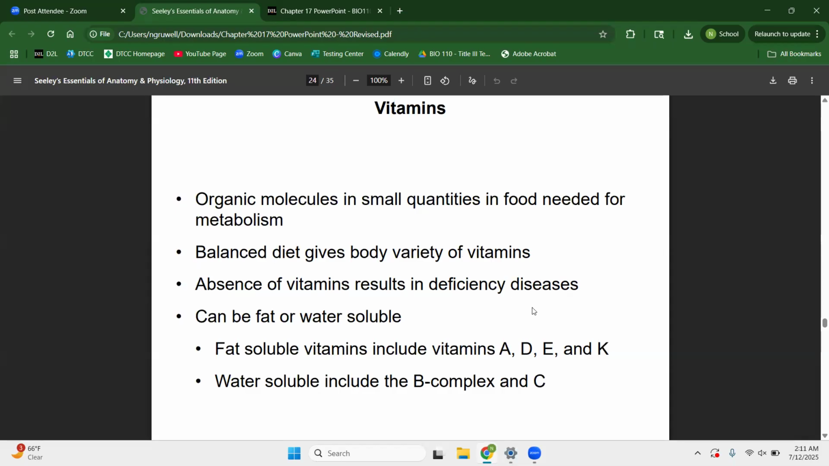And so typically, if we don't have enough of a specific vitamin, whatever function or pathway that vitamin assists with or body system is going to then be affected in a negative way. And so we really break our vitamins down into two categories: fat soluble or water soluble. So some of our fat soluble vitamins are A, D, E, and K. Water soluble include B complex, because we have a variety of B vitamins, as well as vitamin C.